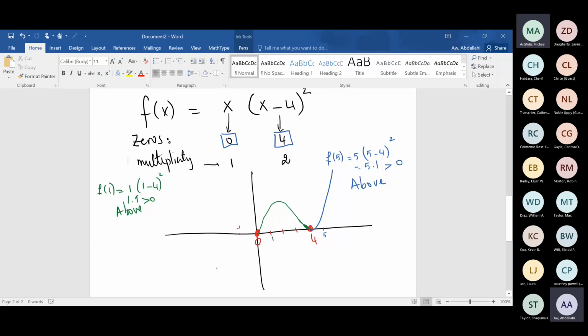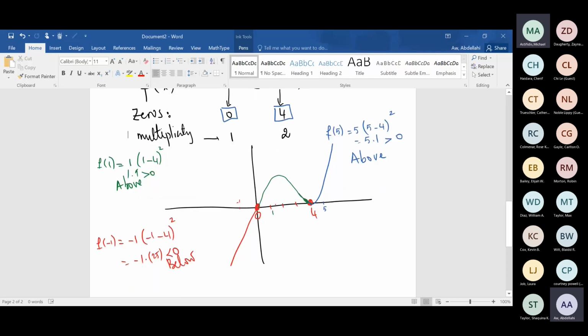Let's do f of -1. f of -1 is -1 times (-1 minus 4) squared, which is -1 times 25, right? Which is negative. So the graph lies below. It's going to go like this. Okay? So now look here.